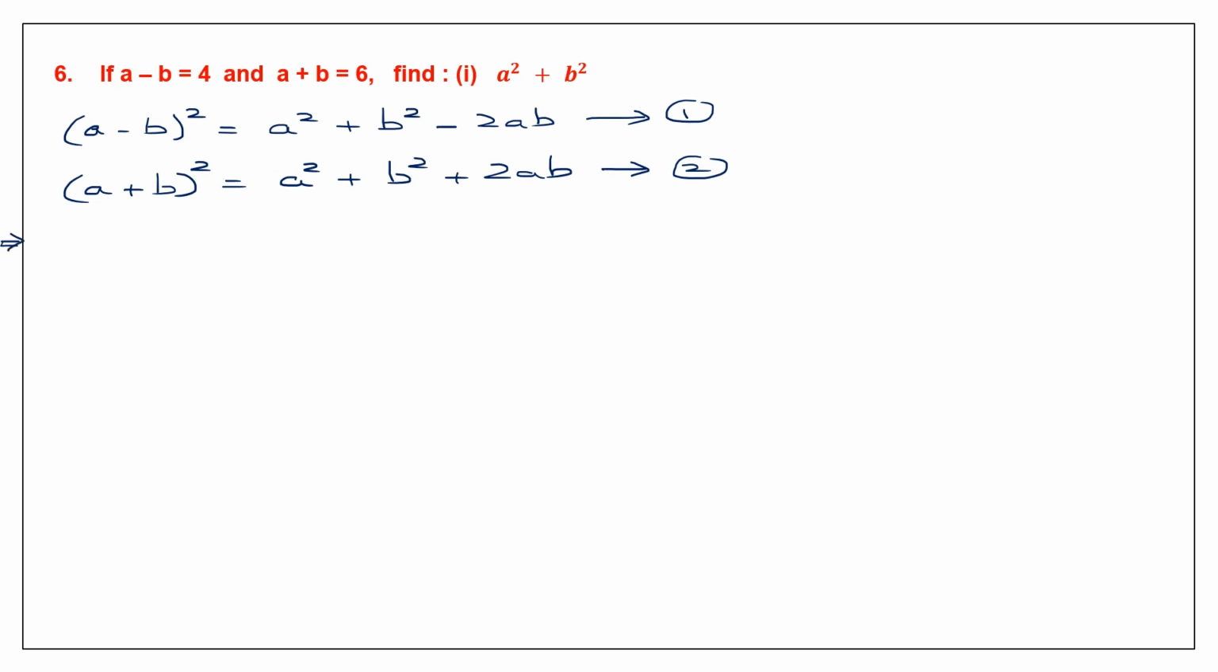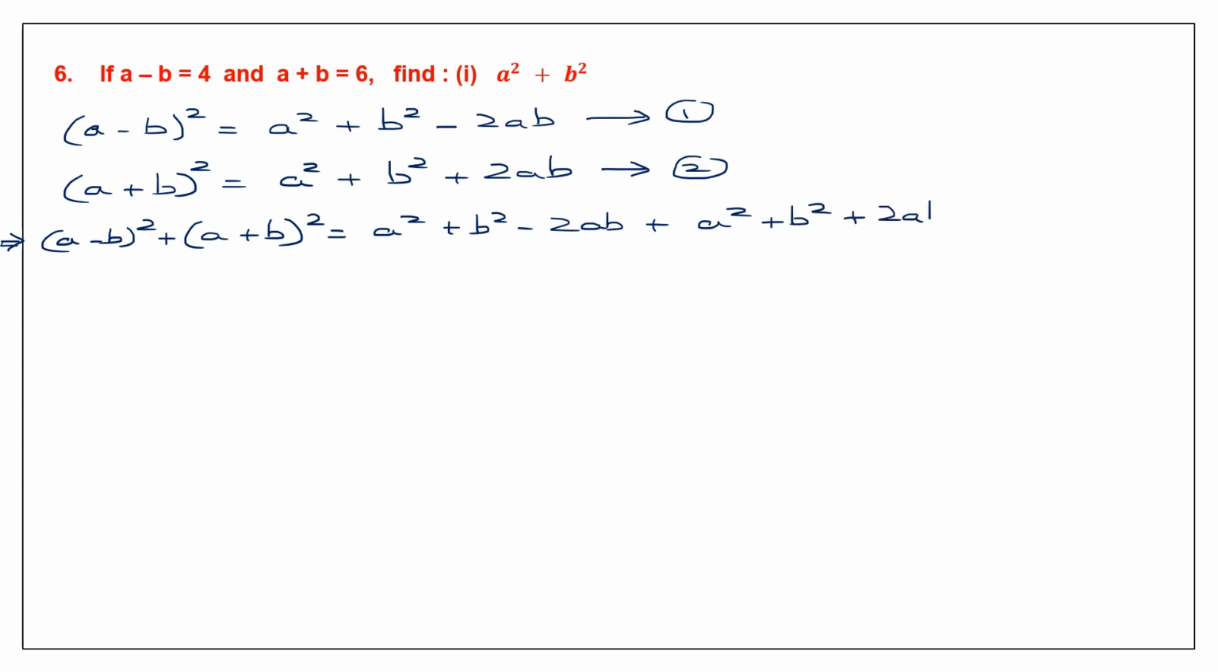That is, what does this mean? It means if I add up a minus b the whole square plus a plus b the whole square, what will I get? I need to add up this expansion plus this expansion. So that will be a square plus b square minus 2ab plus a square plus b square plus 2ab. Now this is plus, isn't it? That's why I have not put the brackets. If we have brackets, we just have to remove the brackets, and since it's plus, nothing changes. So straight away you can write the addition.